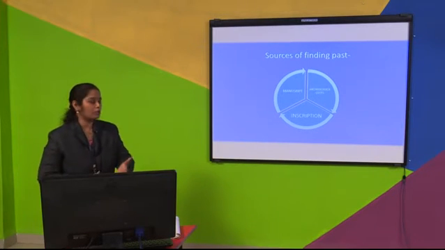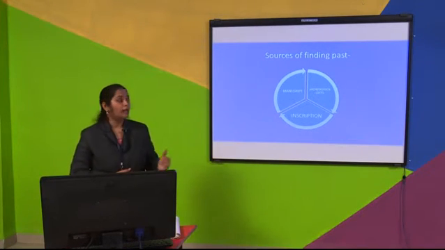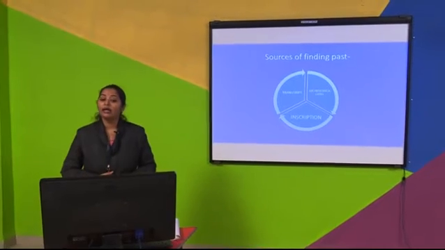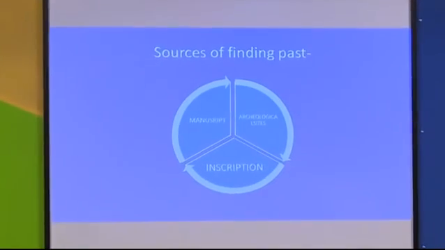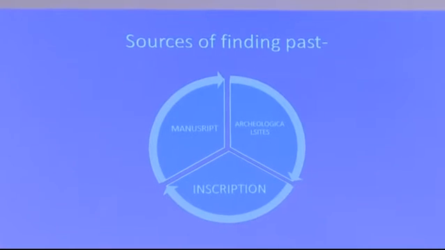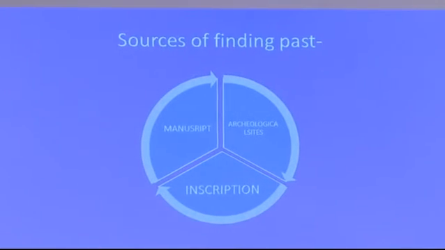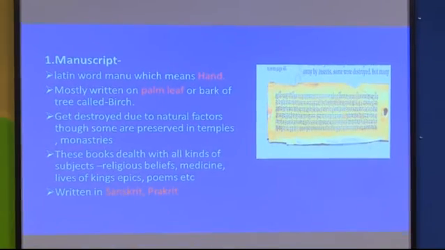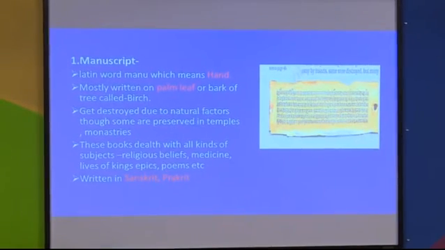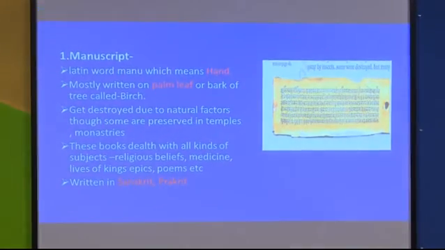So, one of the main sources is manuscript. Second one is inscription, and third one is archaeological sites. So, these are the three sources of finding the past. Okay. So, we will go one by one in detail. Now, children, I will tell you something more about this manuscript.